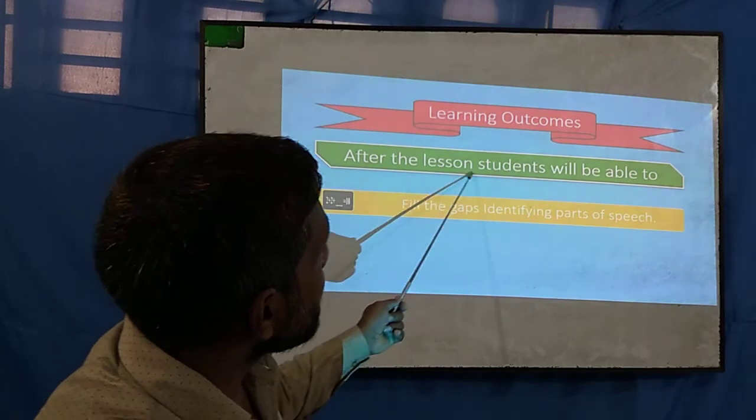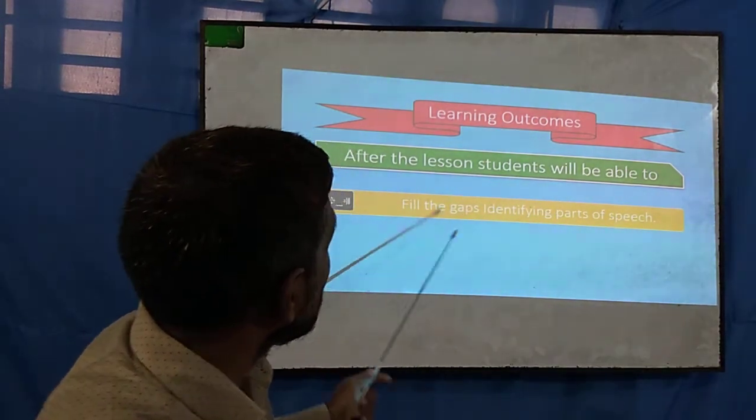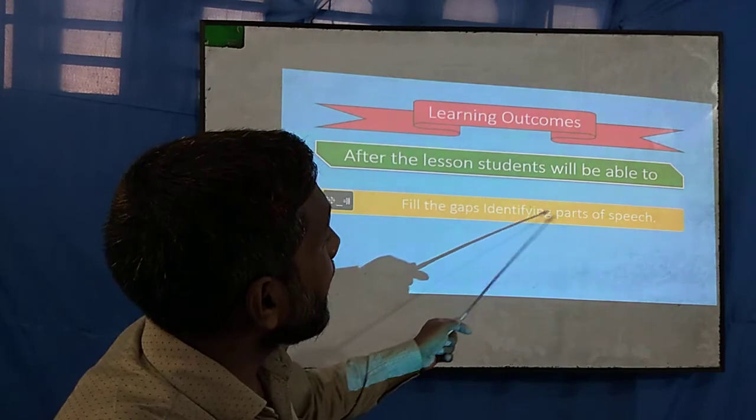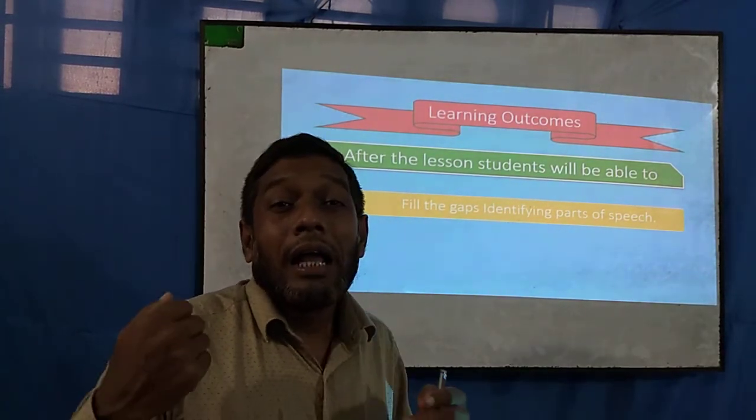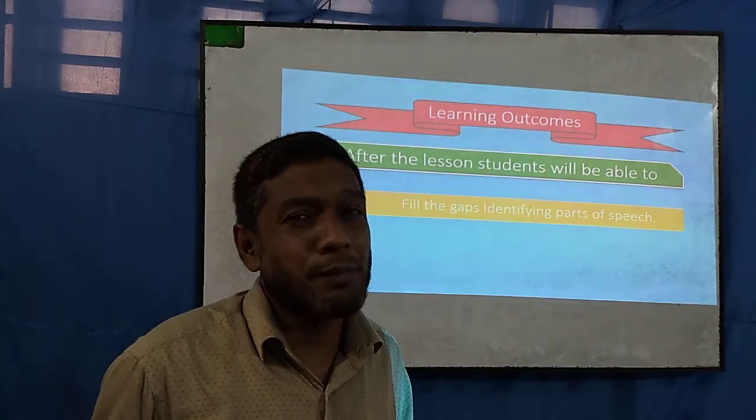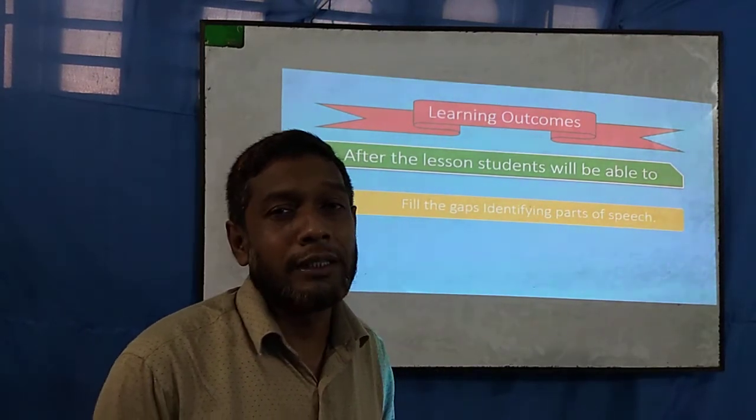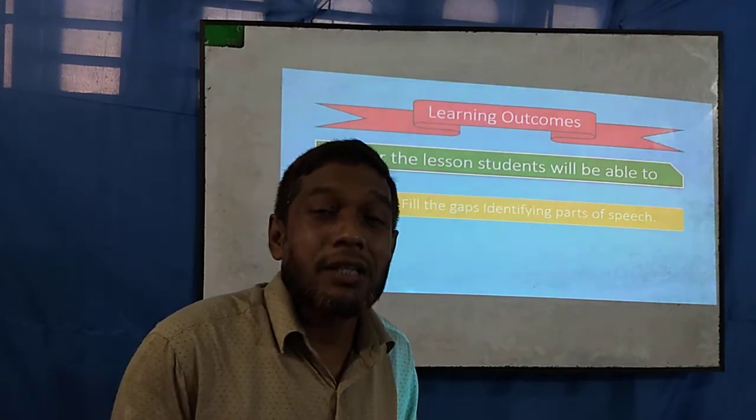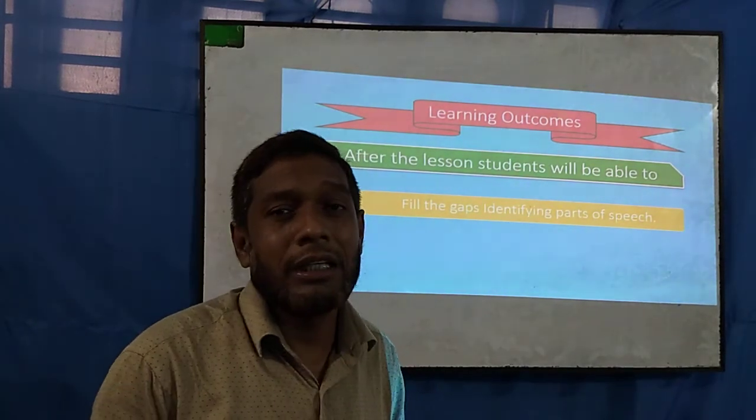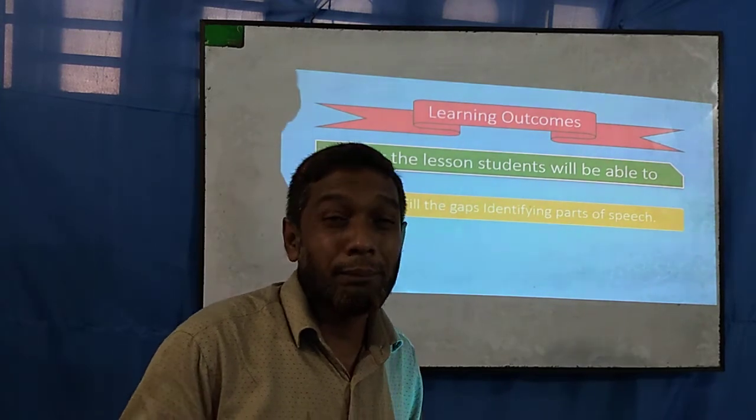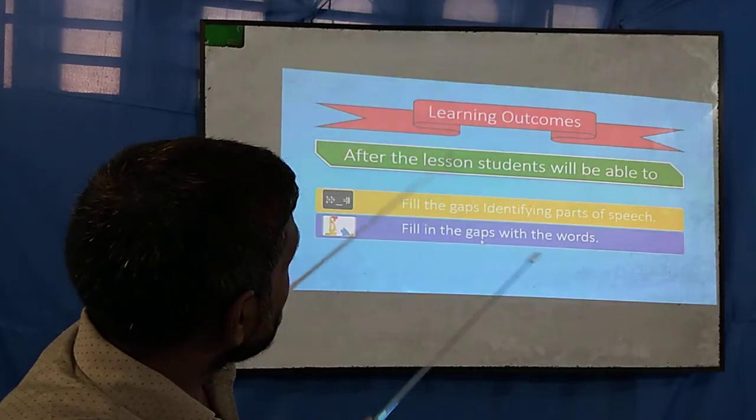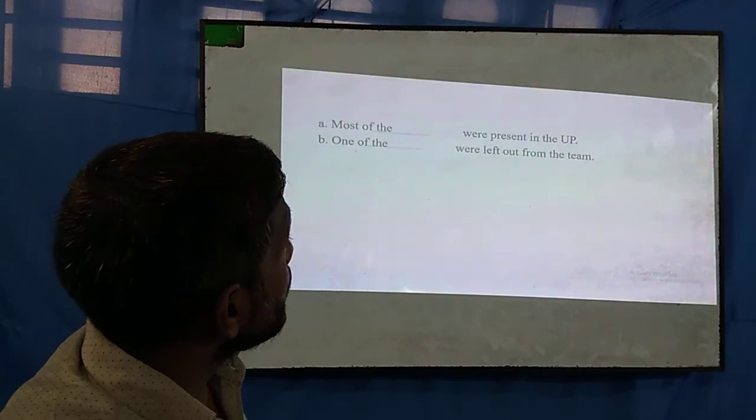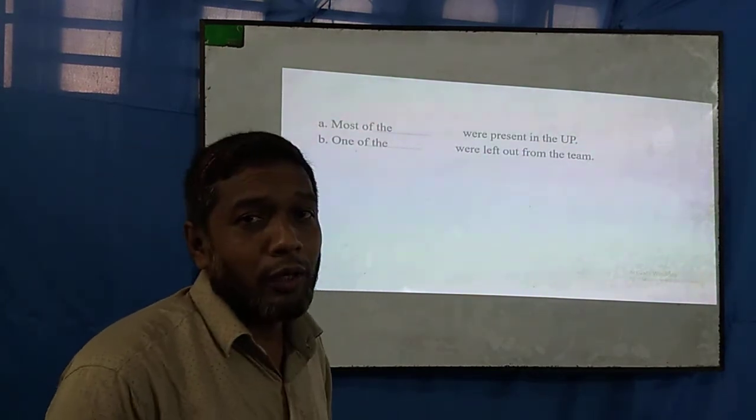So what will be our learning outcome today? After the lesson, students will be able to fill in the gaps identifying parts of speech. You know, to have knowledge on parts of speech is badly needed for any student to fill in the blanks, not only in Cloze test. In any fill in the blanks, you should have some knowledge on parts of speech and the use of parts of speech in a sentence, and fill in the gaps with the words. So taking these two mottos, we are going to go ahead.